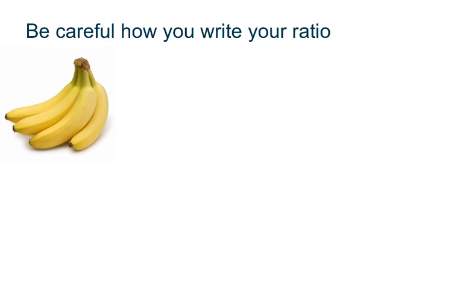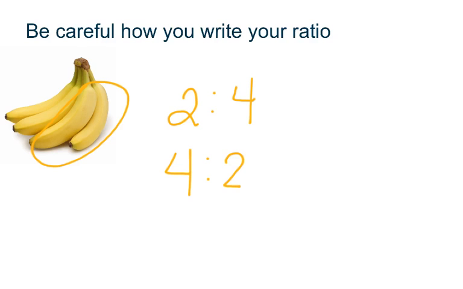Now, you have to be really careful how you write your ratio, because right here, what I see is 1, 2, 3, 4 bananas. So let's say I'm going to talk about these 2 bananas here, and I'm going to write it 2 to 4. If you make the mistake and you write it 4 to 2, okay, we're going to say we don't know what you're talking about because there's 4 in total. So you have to be really careful how you write your ratio. So writing it like that would be wrong.